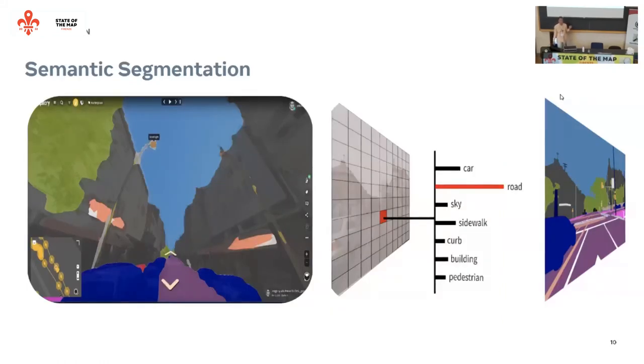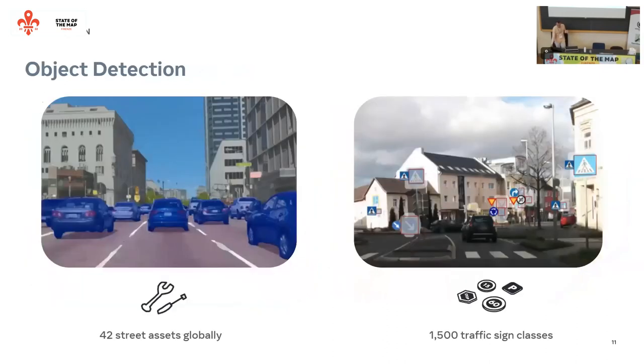How do we understand what those objects are? They are thousands of pixels, so we use a semantic segmentation approach to identify each pixel, and after that we do object detection. At the moment we detect 42 street assets globally and more than 1,400 traffic signs globally. This means you capture data, upload it to Mapillary, and Mapillary generates 42 street asset classes and 1,500 traffic sign classes globally.